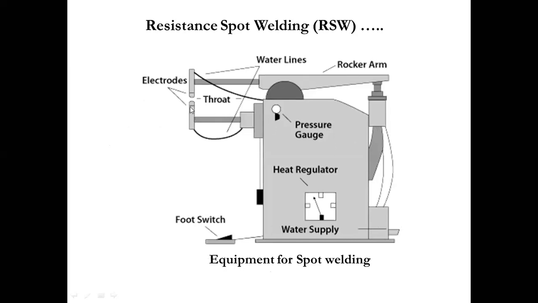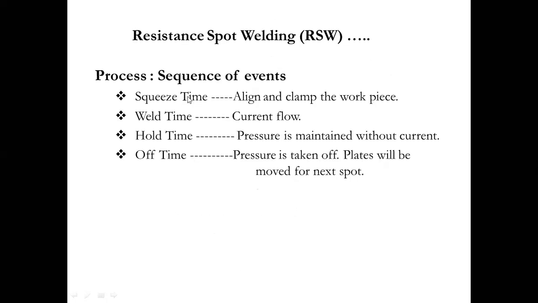These are the two electrodes. One is movable and one is fixed. There will be water lines in your college. You're not having a cooling system, but these water lines will move from the electrode, and again it will be recirculated back, and the cooling is continuously given from here to the electrode, right? So there are different times, right? The squeeze time, weld time, hold time, and off time.